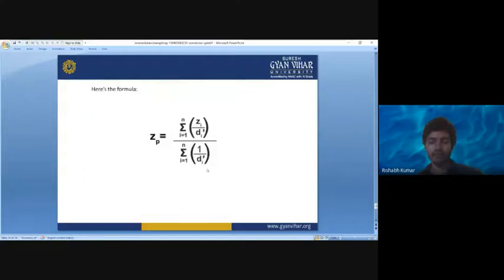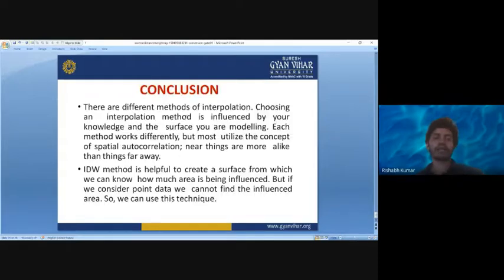I hope you understood how IDW works and how to find the IDW value. The conclusion is that there are different methods of interpolation. Choosing an interpolation method is influenced by your knowledge and the surface you are modeling. Each method works differently, but most utilize the concept of spatial autocorrelation: near things are more alike than things far away. Almost every spatial interpolation method uses this premise.